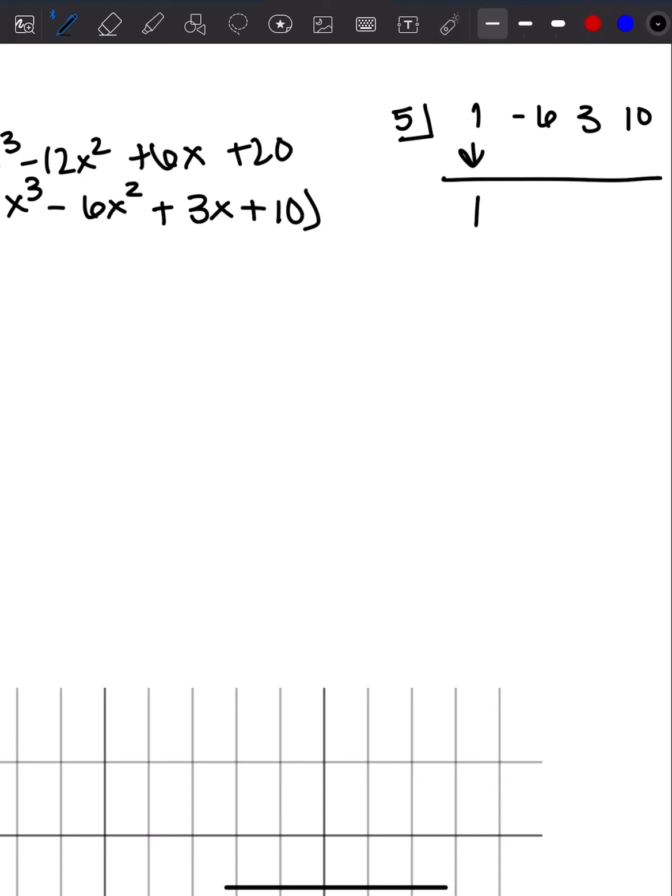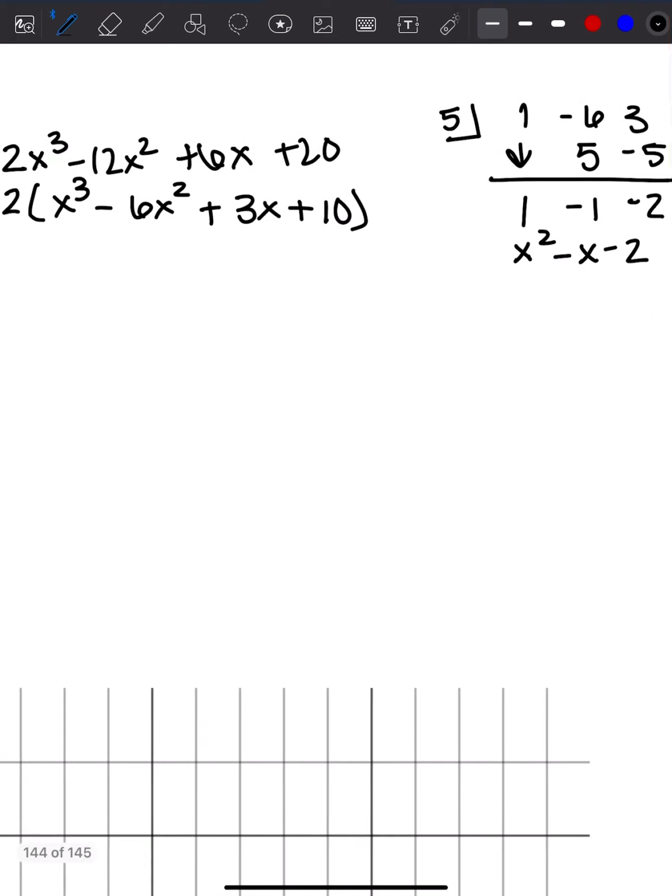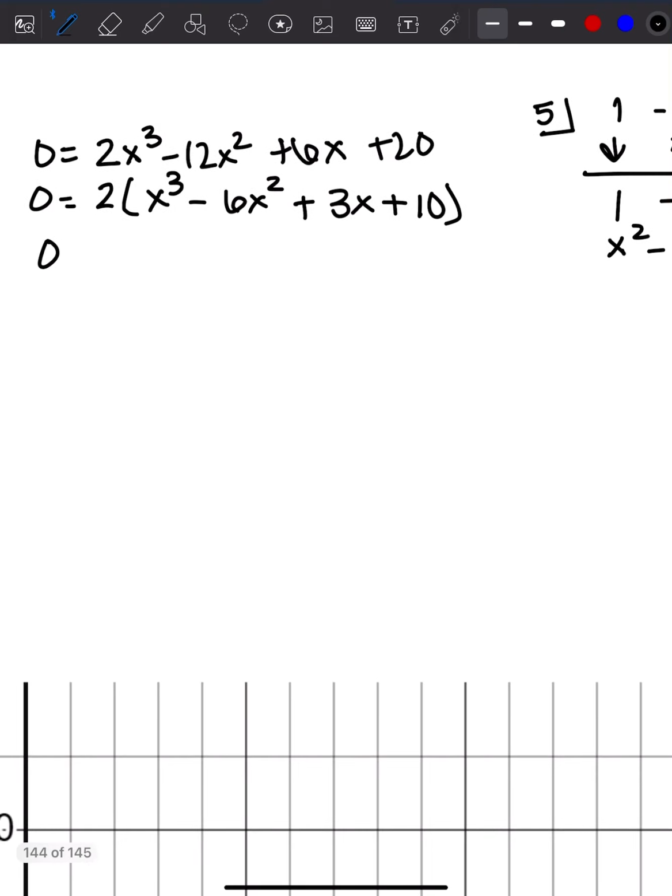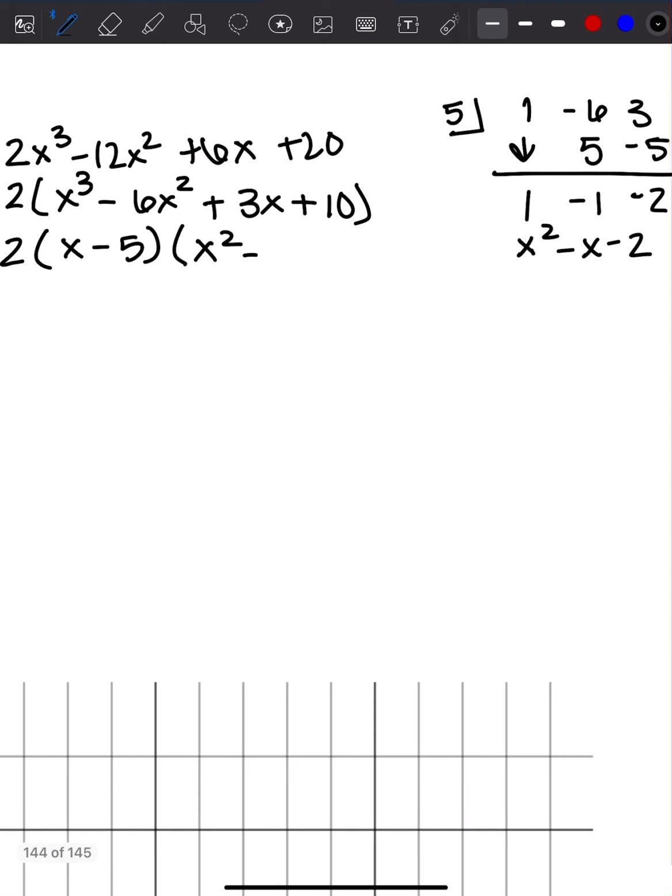So 1 times 5 is 5. 5 minus 6 is negative 1. Negative 1 times 5 is negative 5. Negative 5 plus 3 is negative 2. Negative 2 times 5 is negative 10. So this is a 0. So we have x squared minus x minus 2. So I know that this would give me 2 times x minus 5, because 5 would make x minus 5 equal 0, which is how we got that number, times x squared minus x minus 2.